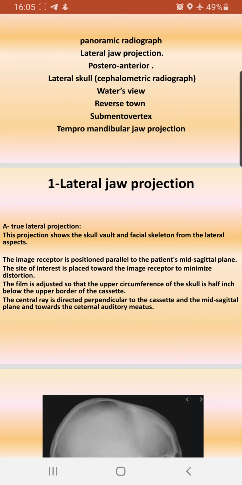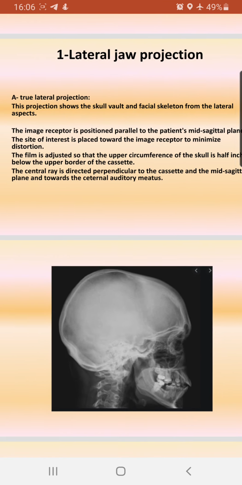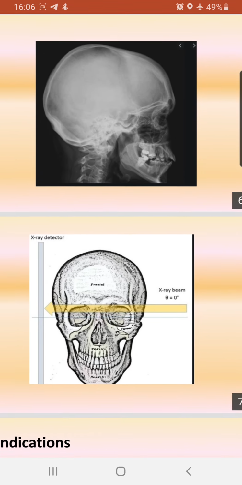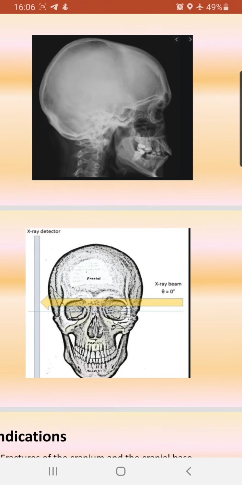The film is adjusted so that the upper circumference of the skull is half an inch below the upper border of the cassette. The central ray is directed perpendicular to the cassette and the mid-sagittal plane, and toward the central auditory meatus. This is the lateral jaw projection, and this shows the patient position.